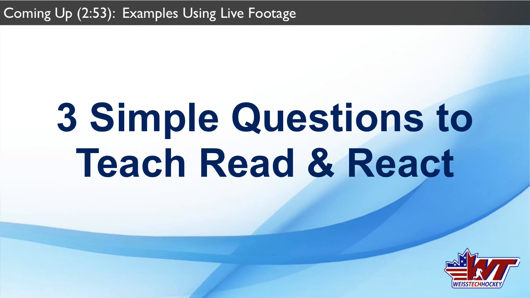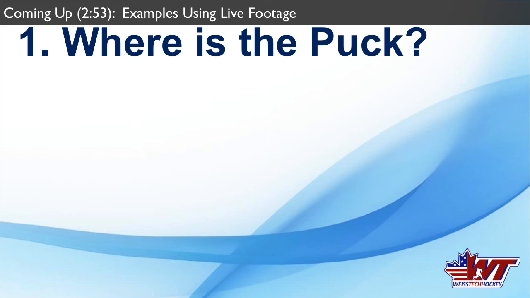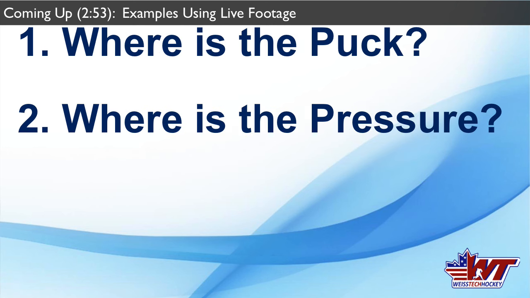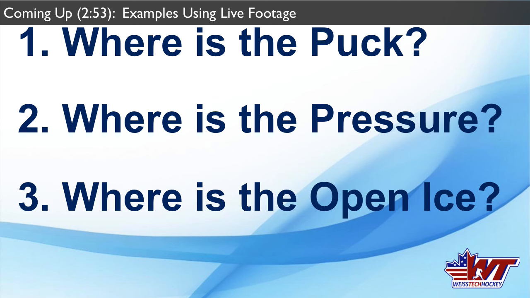So the 3 simple questions are these. Where's the puck? Where's the pressure? And where's the open ice? Now, if you're dissecting game film or going through anything like that, you can ask these 3 questions at any given point in the clip, and you will generally be able to predict where the play will go and where your guys need to be. So it's very, very effective.